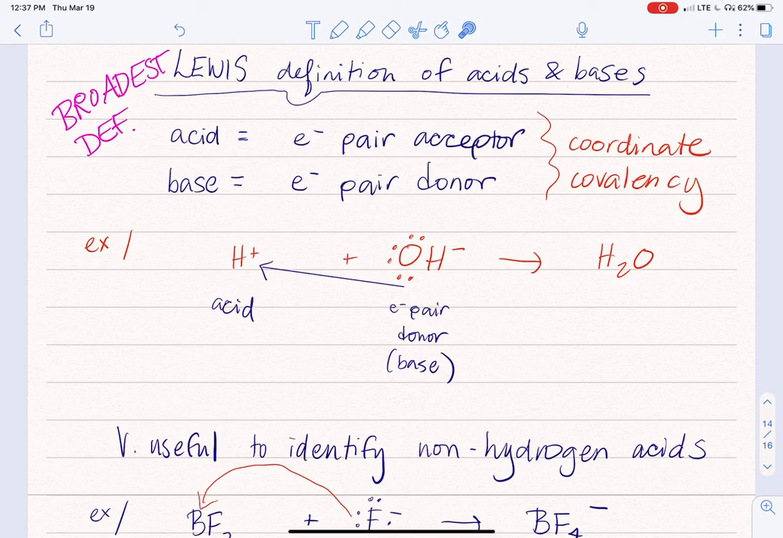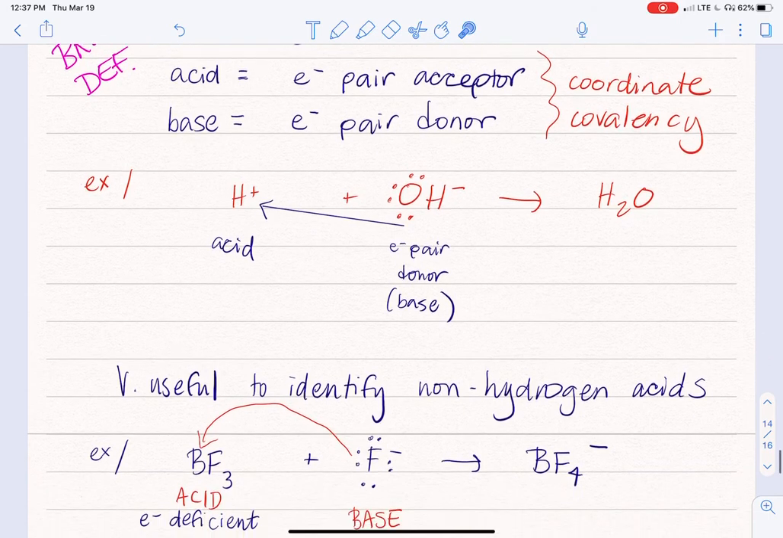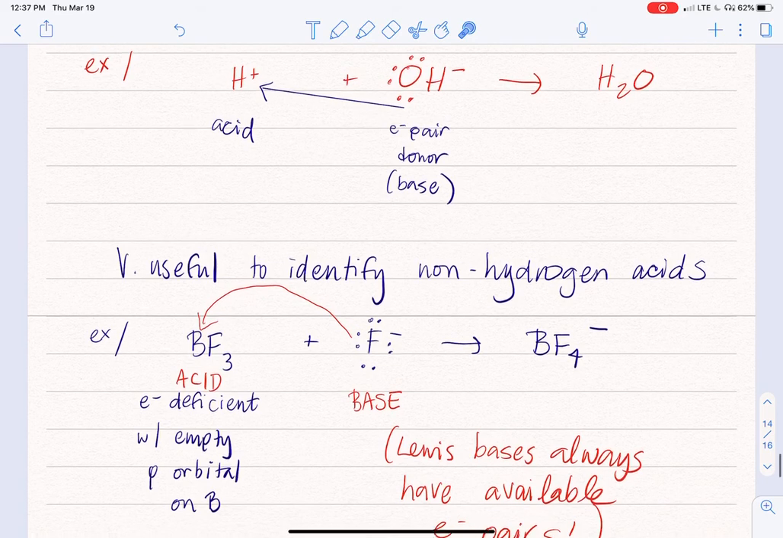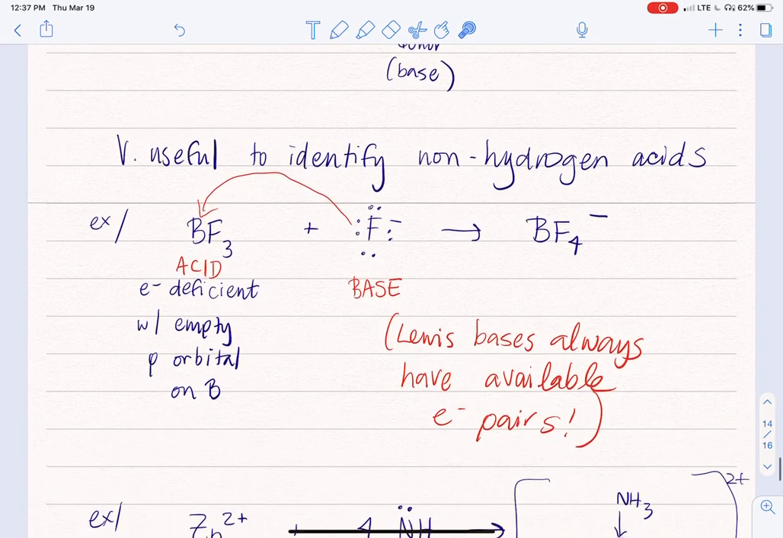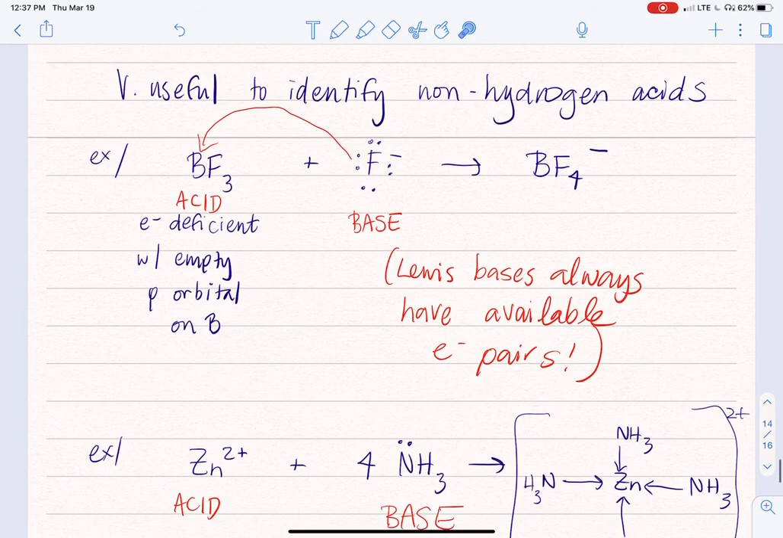In this sense, the base is acting as an electron pair donor, just as we said in the Lewis definition. The acid is functioning as an electron pair acceptor. Both of the electrons in the new covalent bond originate from that oxygen, making this a case of coordinate covalency. So you could have told me from Bronsted-Lowry which was the acid and the base in that example. But the Lewis definition, you will find, is very useful to identify non-hydrogen acids.